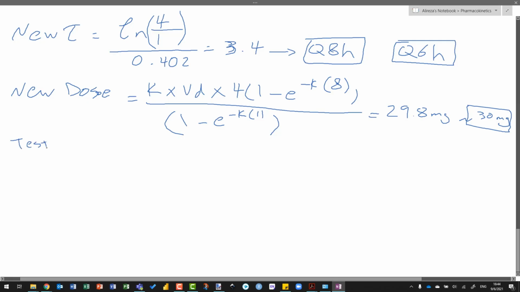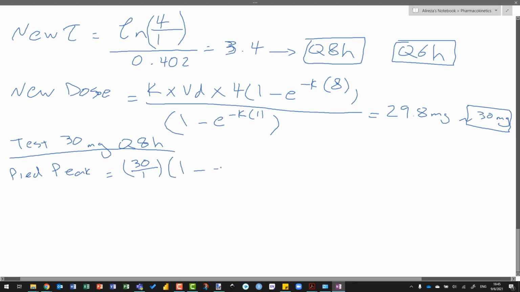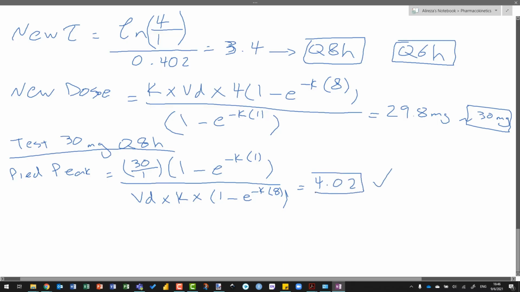Now let's test. We're going to see if it works. So let's test 30 milligram every 8 hours over 1 hour. Our predicted peak would be basically the 30 milligram infused over 1 hour, and then we have 1 minus e to the negative K. This K would be your new K, 0.402, and then we're infusing over 1 hour. And then we divide by the new volume of distribution that we had times the new K times 1 minus e to the negative K times tau, which is 8. And that would give us a peak of 4.02, which is exactly what we want, right?